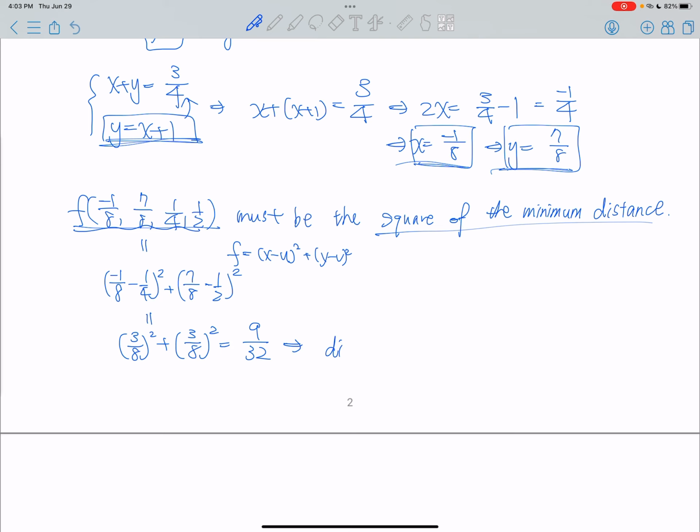So the minimum distance is the square root of this, and if we rationalize the denominator we get 3 square root of 2 over 8. So this is the minimum distance we need to find, and this is the answer.